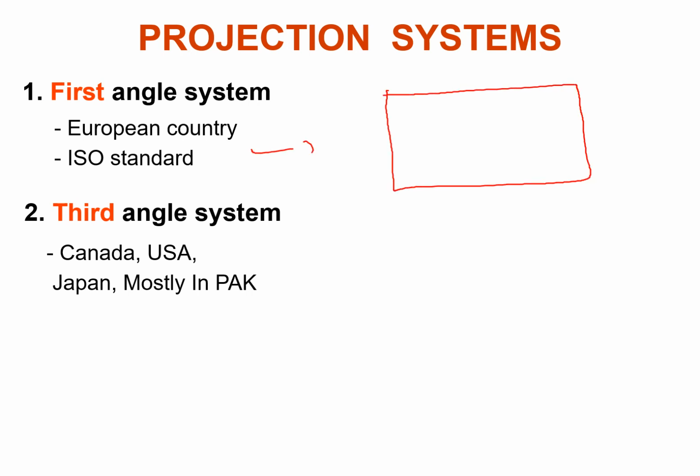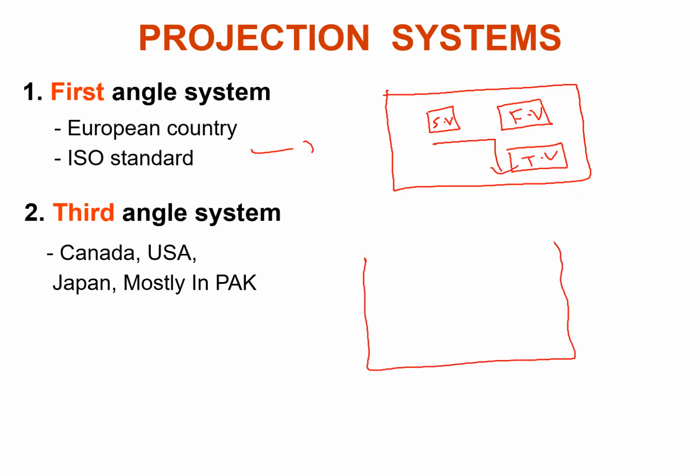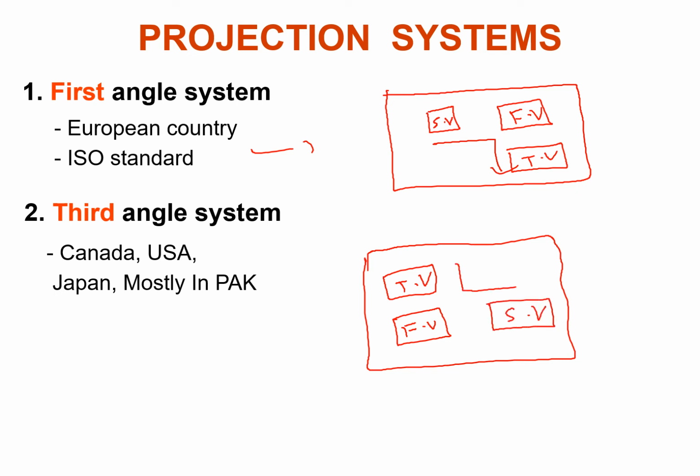So for the first angle projection system, we will have a front view here, our side view here, and our top view here. In this case, our views are aligned like this. In the third angle projection system that you have followed in your lab, there was the front view, then the top view, and then the side view. So here the views are aligned like this. But how we get these two projection systems, that's what we are going to look into.